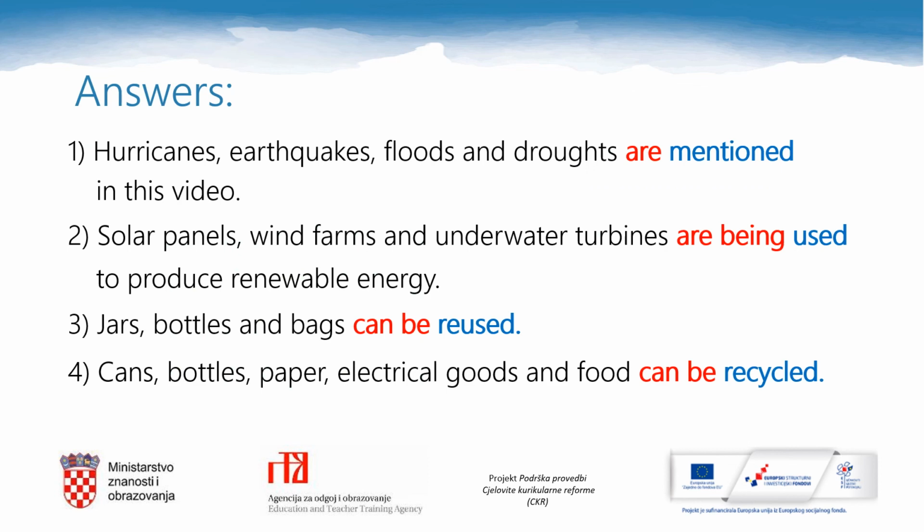Here are the answers. Hurricanes, earthquakes, floods, and droughts are mentioned in this video. Solar panels, wind farms, and underwater turbines are being used to produce renewable energy. Jars, bottles, and bags can be reused. Cans, bottles, paper, electrical goods, and food can be recycled.